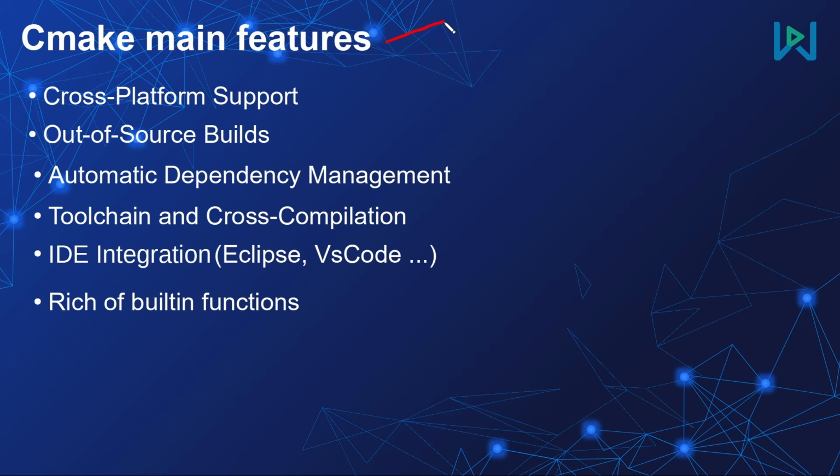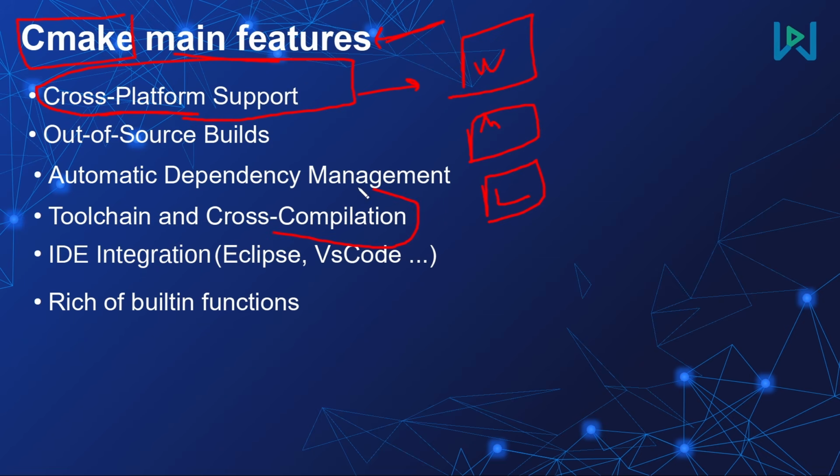Now, we'll walk through the main features supported by our CMake build system generator. First of all, CMake has cross-platform support. It means our CMake-based project can be run on either a Windows-based machine, macOS, or Linux one. And not only that, we can do what is called cross-compilation of our embedded project.